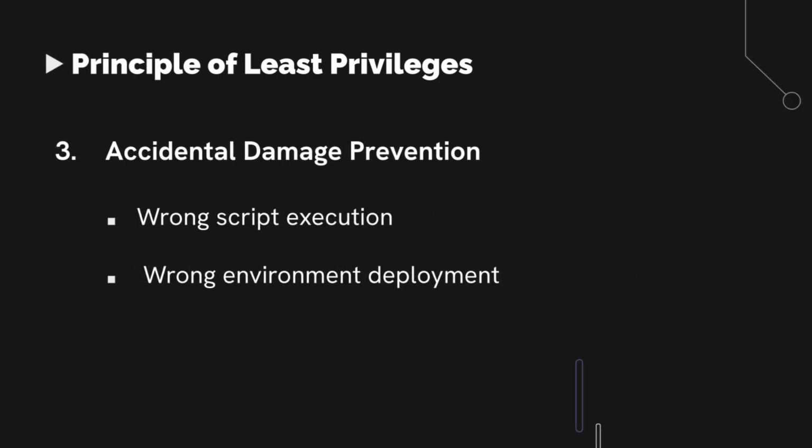Accidental damage prevention. Humans make mistakes. A developer running a script against the wrong environment, a misconfigured automation job, a fat-fingered CLI command, these cause real incidents. If the account running that script only has read access, a mistake is embarrassing. If it has write and delete access everywhere, it's a disaster. The principle of least privilege protects you from yourself.